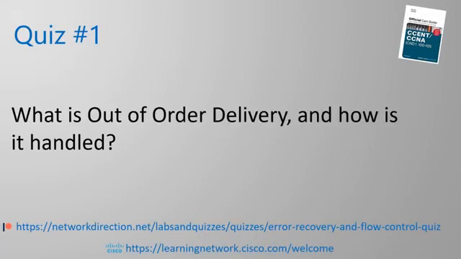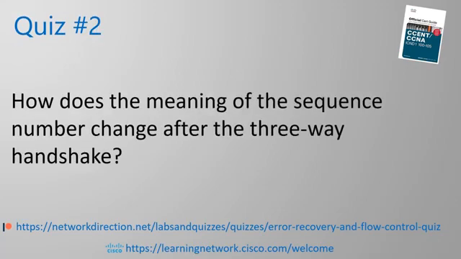Do you remember what out-of-order delivery is? How does TCP handle this situation? After the three-way handshake completes, the meaning of the sequence field changes. What does it mean now?